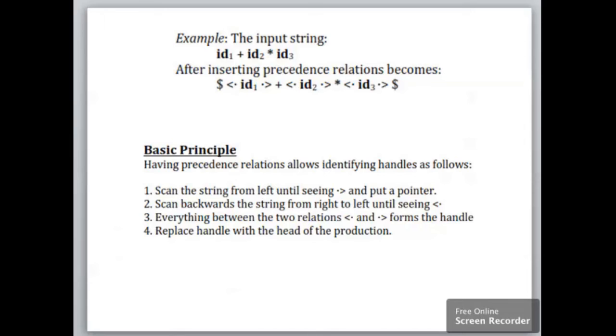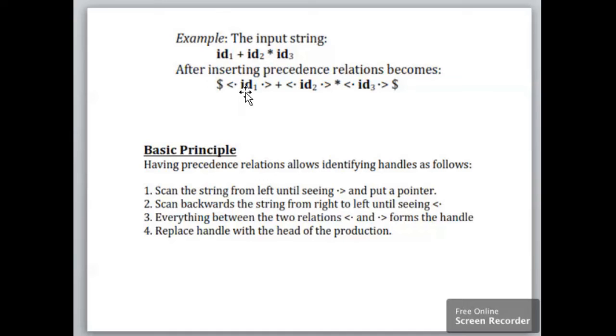Continuing in the same manner, I would find all the precedence relations for the given input. Now once I have put all the precedence relations, I would be following some basic principles to perform the parsing. I would be scanning the input from the left hand side till I encounter the first greater than symbol. Once I find the greater than symbol, I stop there, scan backward, and get the first less than symbol.